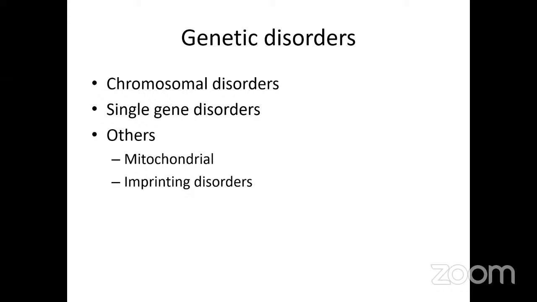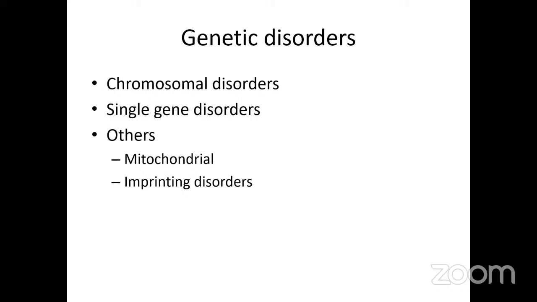So these are numerical abnormalities of chromosomes, or structural abnormalities of the chromosome, where there is something called translocation of chromosome, or a deletion of chromosome, or an intra-chromosomal deletion, or intra-chromosomal duplication. So these are some of the chromosomal disorders. That is not the subject of discussion for today's topic. Today we are focusing on single gene disorders and other types.